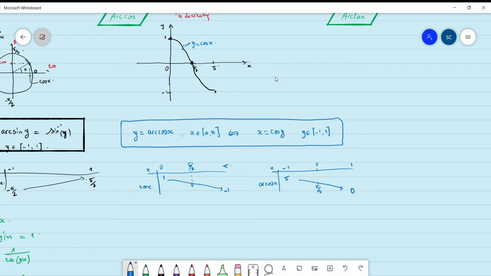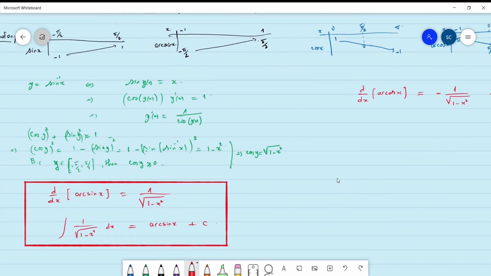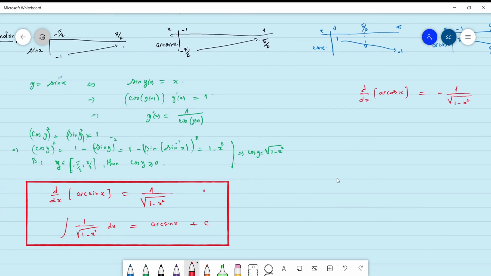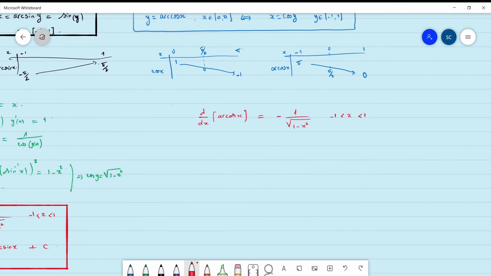We can check the derivative of this function, so I will give just the formula: d/dx of the arc cosine x is -1 over square root of 1 minus x squared, for x between -1 and 1. Here also we need to specify the differentiability: it is not differentiable at 1 and -1. Great.